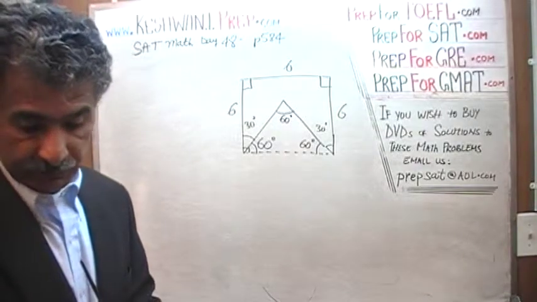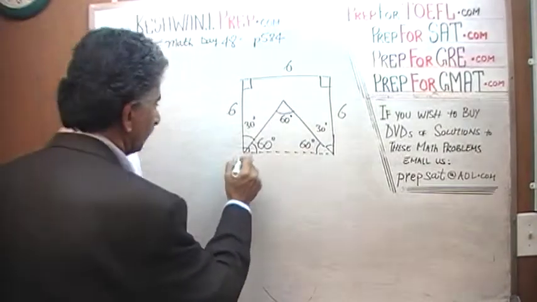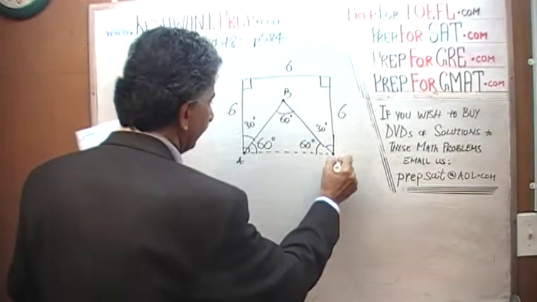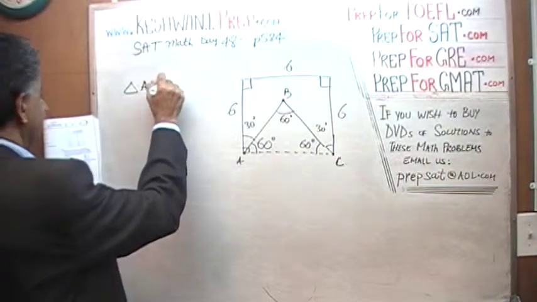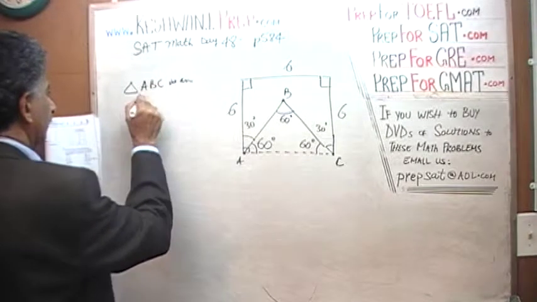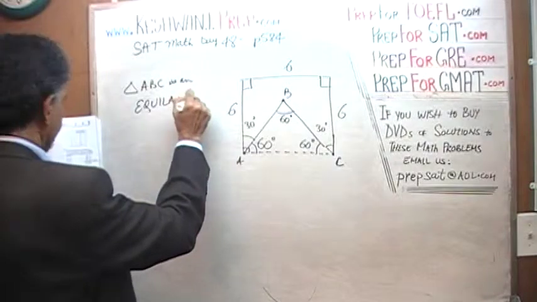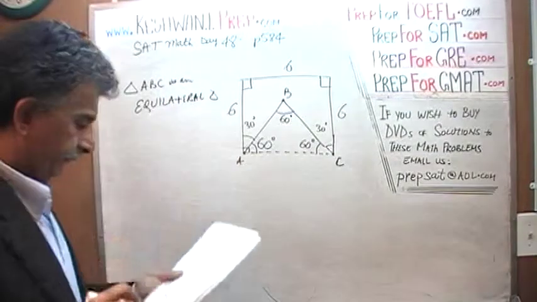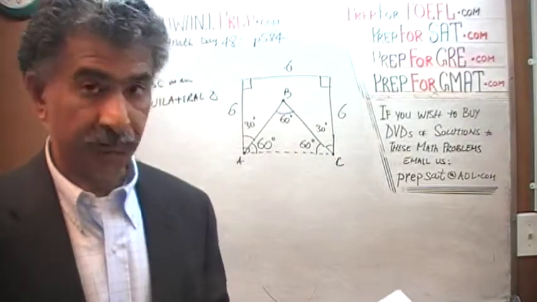Which means it turns out that the triangle, let's give it a name here so we can talk about it. Let's call it A, B, C. It turns out that the triangle ABC is an equilateral triangle. You would think that the guy who teaches math would know how to spell equilateral, but then you would be wrong.